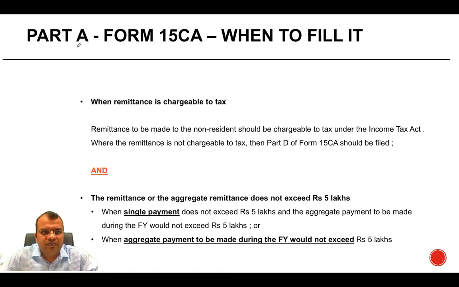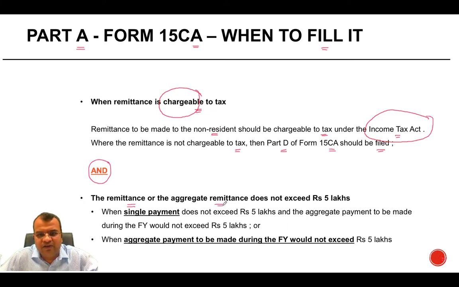So let's look at first Part A of Form 15CA. When to fill it? First is when remittance is chargeable to tax. The remittance to be made to the non-resident should be chargeable to tax under the Income Tax Act. Where the remittance is not chargeable to tax, Part D of Form 15CA should be filed. So first condition is income should be chargeable under the Income Tax Act and the remittance or the aggregate remittance does not exceed rupees 5 lakh.